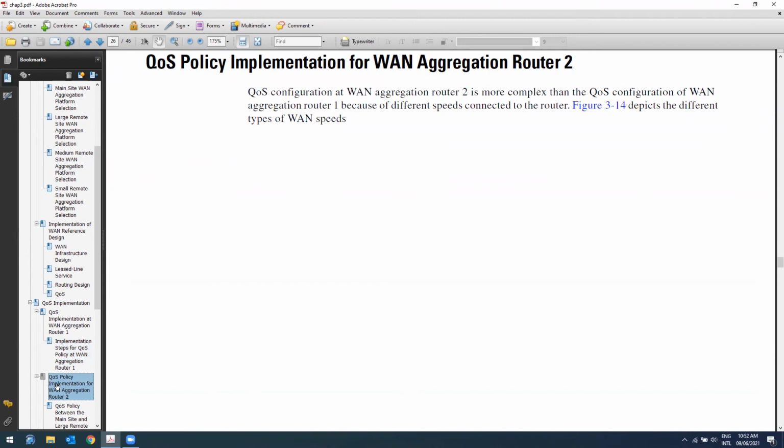And then QoS policy implementation for WAN aggregation router 2. QoS configuration at WAN aggregation router 2 is more complex than QoS configuration of WAN aggregation router 1 because of the different speed connections to the router. It depicts the different types of WAN.